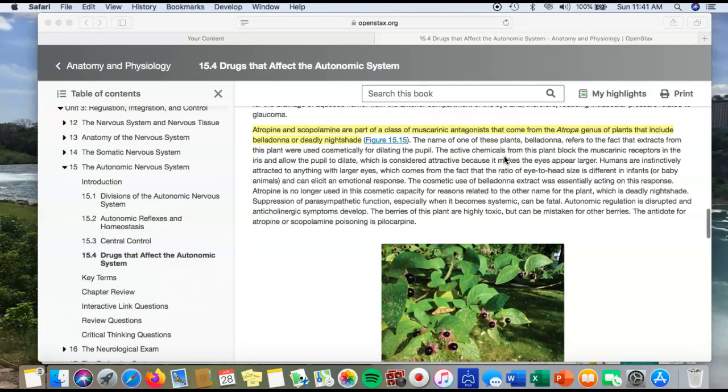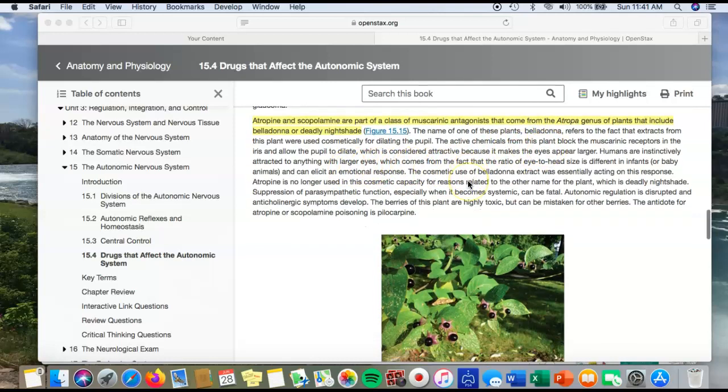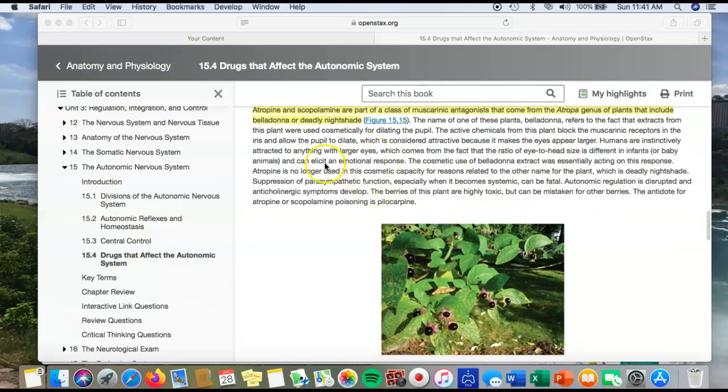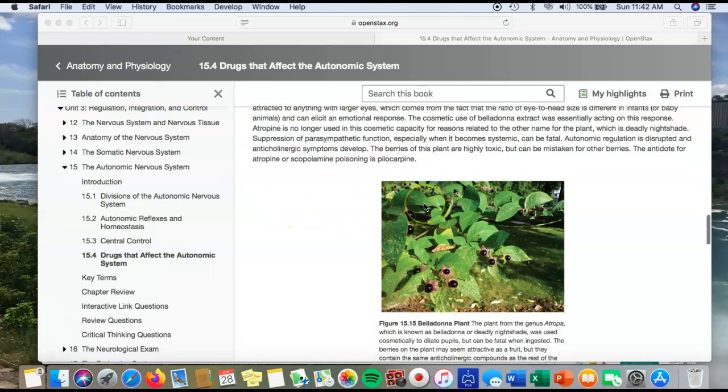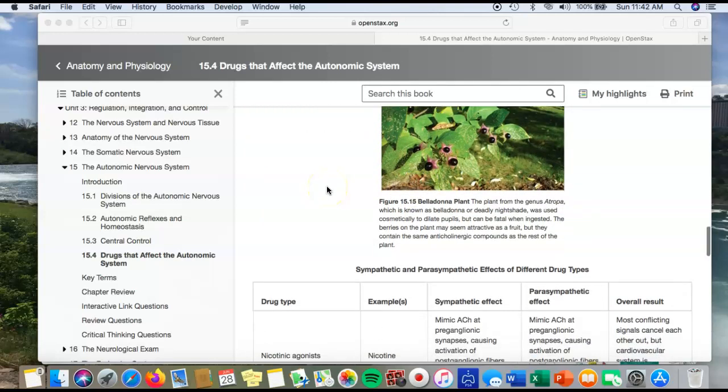And humans are actually instinctively attracted to anything with larger eyes because babies actually have large eyes. And so it stimulates an emotional response. And that was great and everything, but we decided not to use that because it's actually nightshade, which basically can suppress your parasympathetic function so much that it can become deadly. If you accidentally take any of this, the antidote for it is pilocarpine.